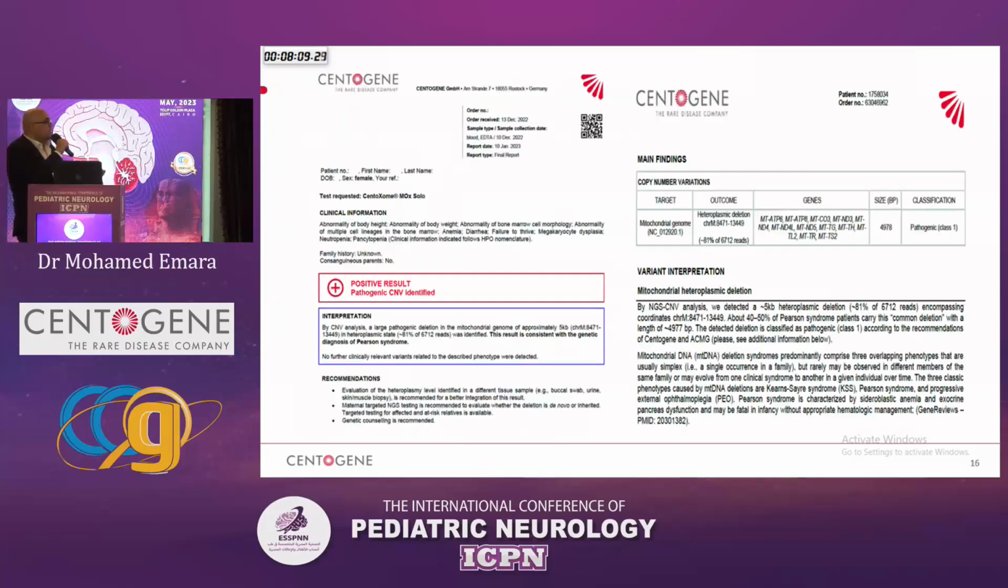Here we can see sample reports. This is a sample report for the whole exome. First, you can find the clinical information provided by the physician, and this clinical information is crucial.